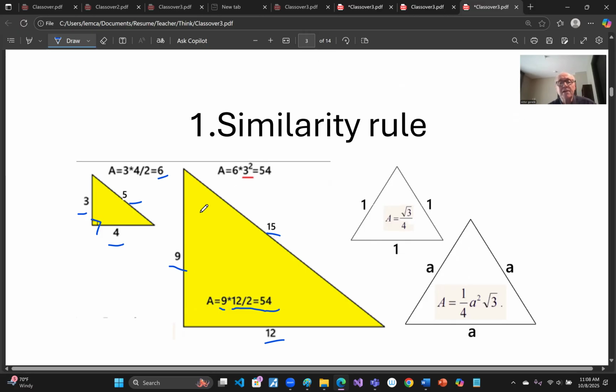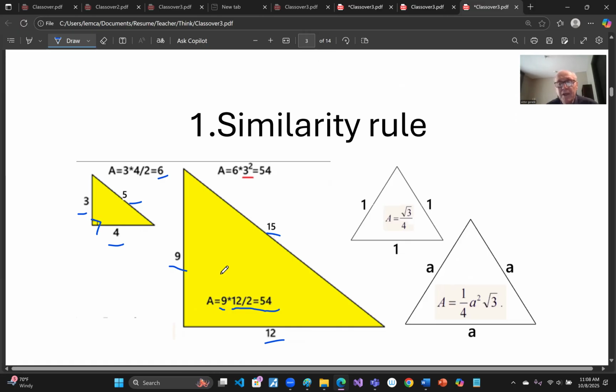So the similarity rule tells us that if we increase all sizes of a shape n times, then the area of the new shape is equal to the area of the original shape multiplied by n squared.